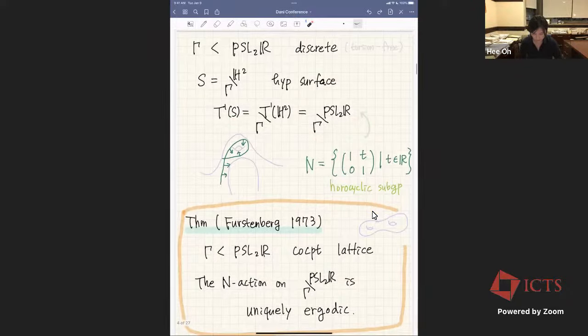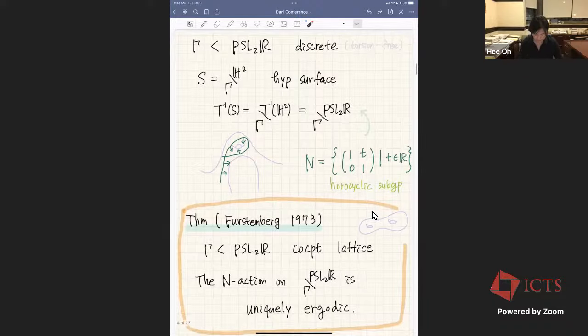Okay. So for this horocyclic flow, Furstenberg proved in 1973 the so-called unique ergodicity theorem, which says the following. Let gamma be a co-compact lattice of PSL2R, meaning that the corresponding hyperbolic surface is a compact surface. Then the horocyclic action on this hyperbolic surface, in other words, this right translation action by this horocyclic subgroup on PSL2R mod gamma, is so-called uniquely ergodic.